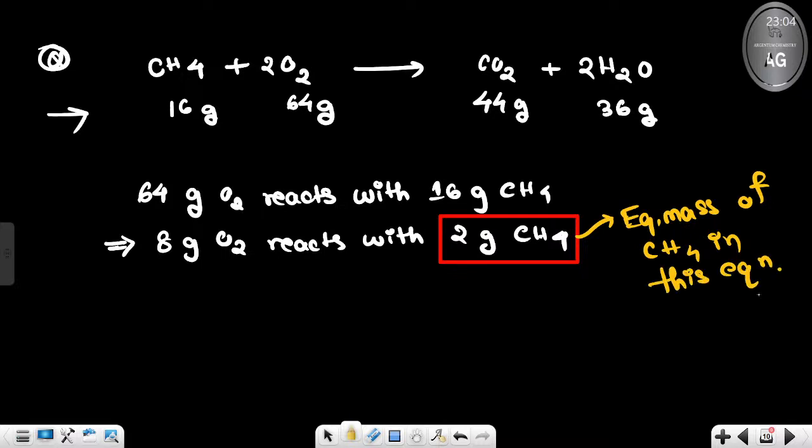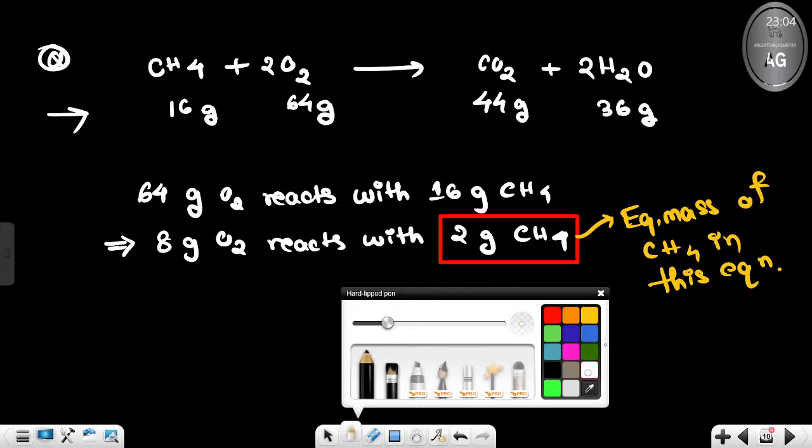Whenever you can find out the equivalent mass, we will find it. If a reaction is given, then according to the reaction we can find it using this way. Okay, now I have to find out the equivalent mass of carbon dioxide. How will we find it? The same way, using the unitary method.